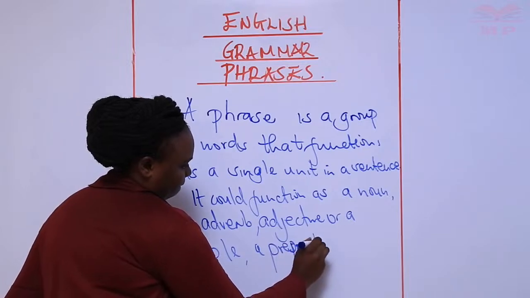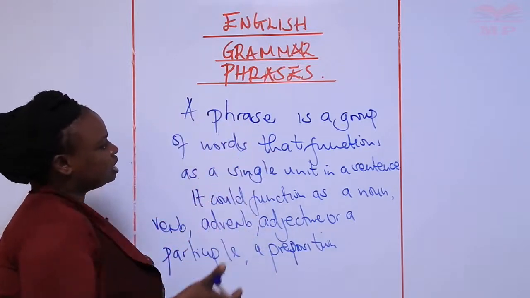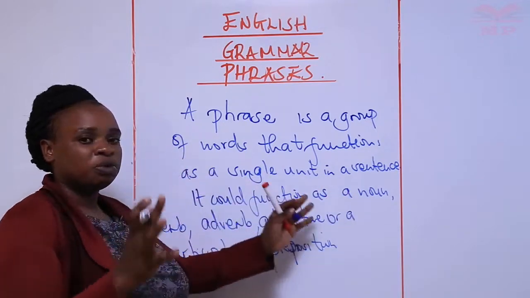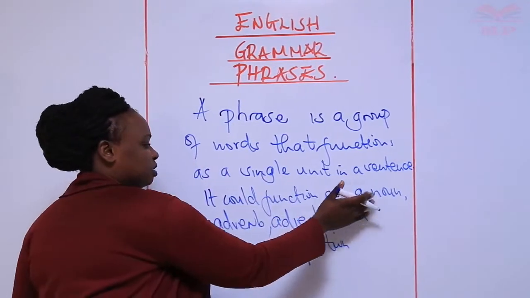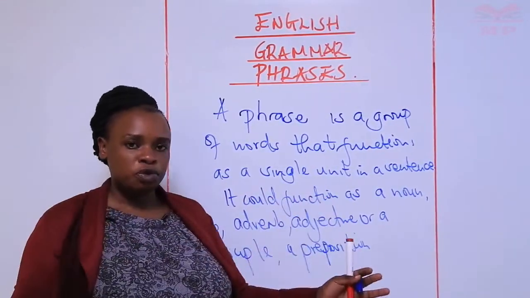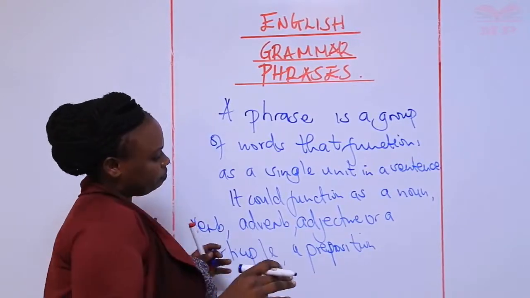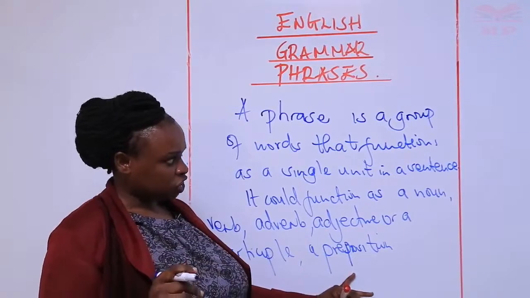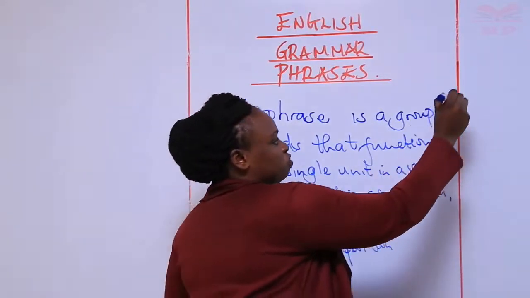So this group of words, this phrase that we're talking about, will function as a noun. It will be a group of words, but it will function as a verb. It will be a group of words, but it will function as an adverb, or an adjective, or a participle, or a preposition. So in Form 1, you are introduced to noun phrases.